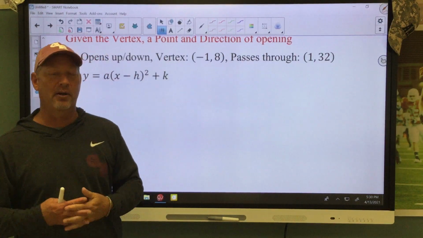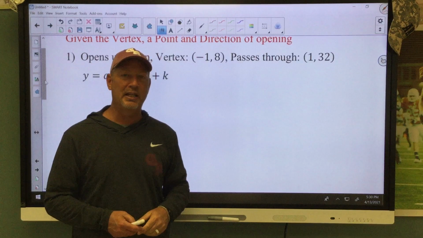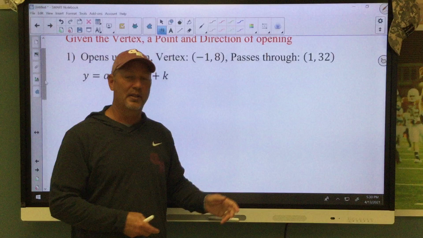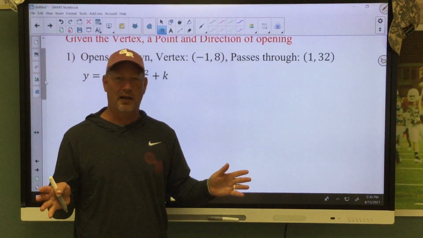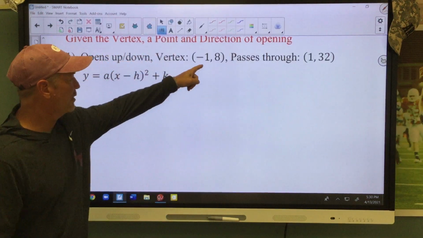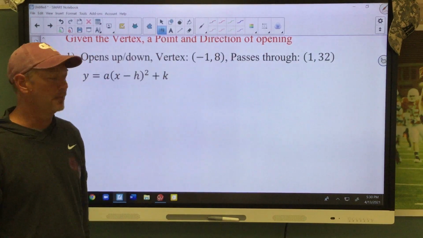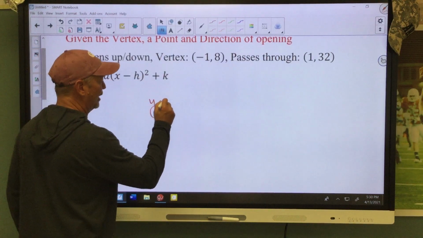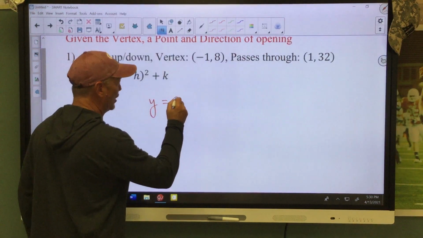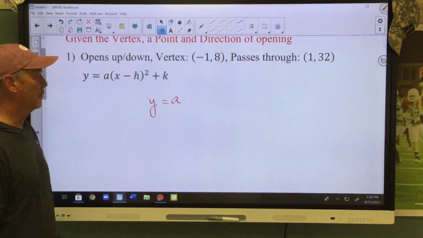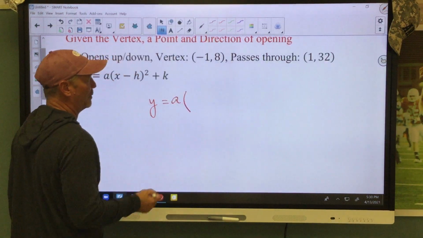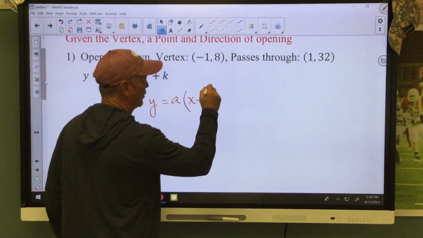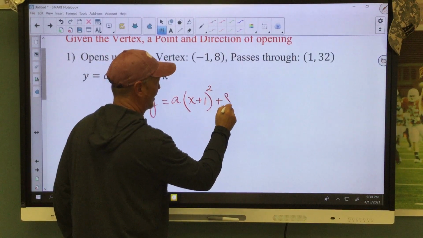Now, to write these parabola equations, we need to find two things. You got to have the vertex, and you need to find the a value. If you have the vertex and the a value, we're going to be fine, okay? So they give us the vertex, but they don't give us the a value. So we're going to start out, and we're going to say that y equals, I do not know my a value. That's the unknown. I'm going to substitute in what they gave me. I'm going to go to my vertex, and we're going to say x plus 1 squared plus 8.